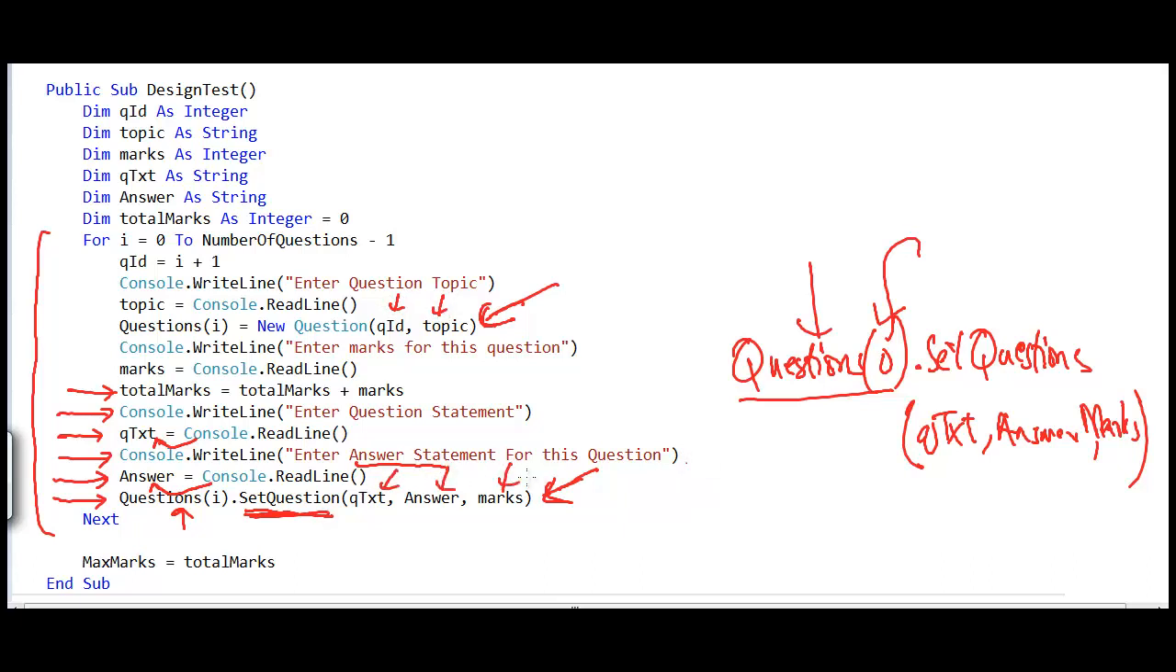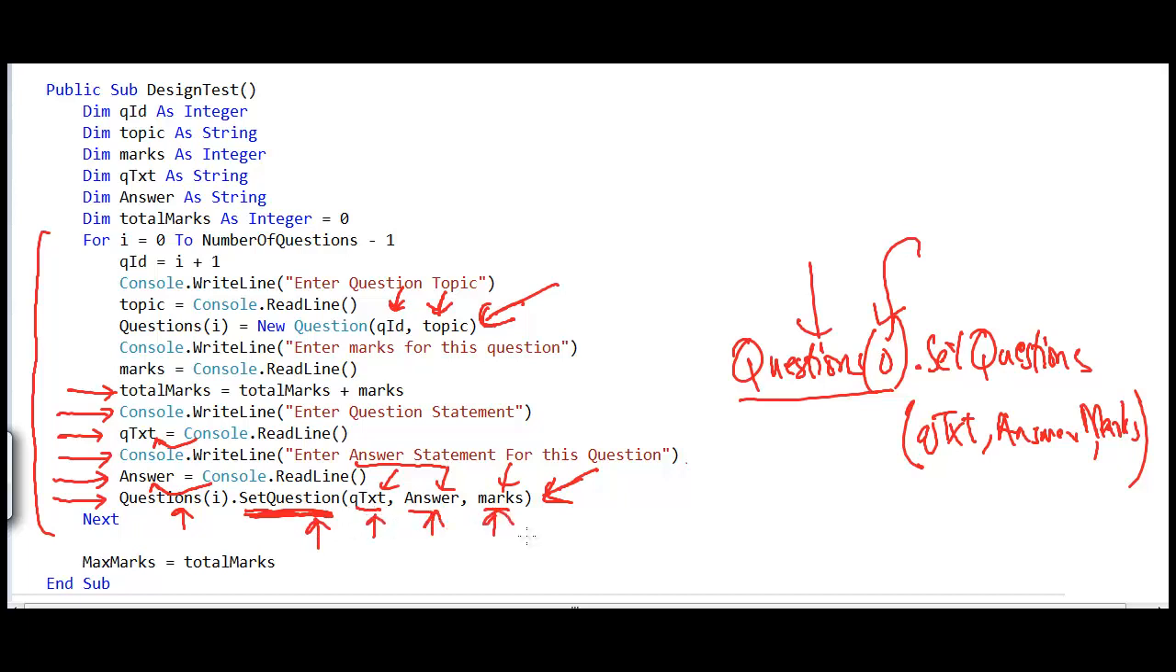So what we've done is, in the constructor we passed two parameters. These were passed to assign values to two of the attributes within the question class, right? So two of the attributes, and here we are calling the set question method to pass parameters to assign values to the remaining three attributes within the questions class.